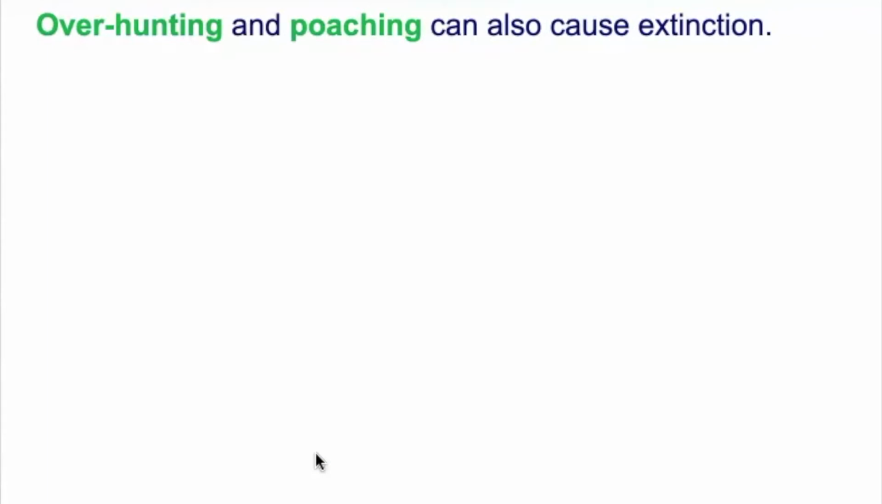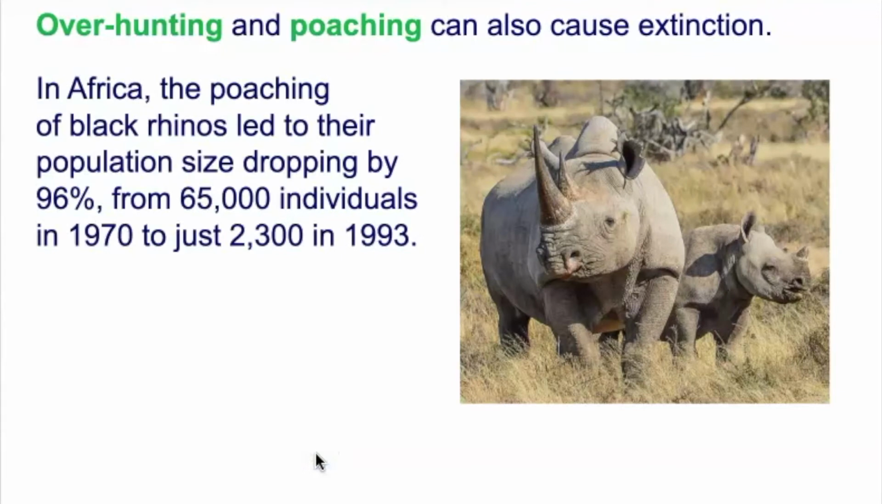Another cause of extinction by humans is overhunting and poaching. In Africa, the poaching of black rhinos led to their population size dropping by 96% from 65,000 individuals in 1970 to just 2,300 individuals in 1993.